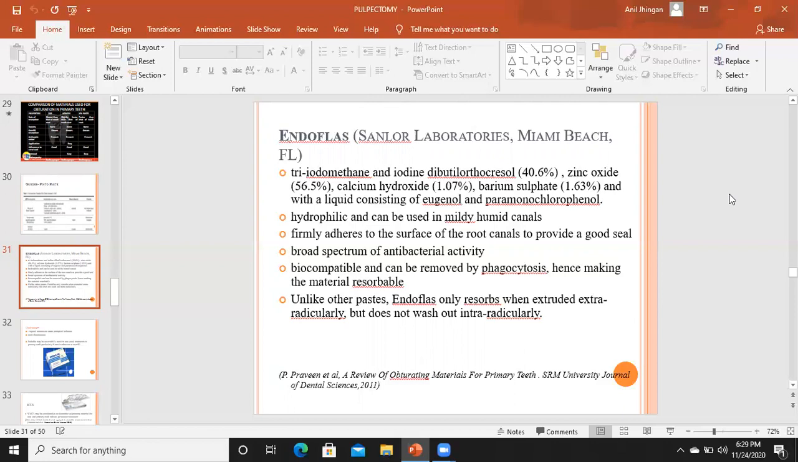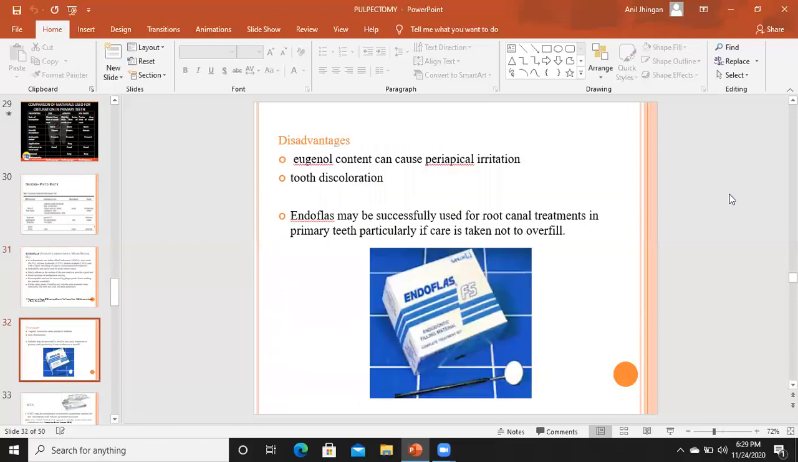It is hydrophilic, that is, it attracts water, and can be used in mildly humid canals. It firmly adheres to the surface of the root canals to provide a good seal, has broad spectrum antibacterial activity, is biocompatible, and can be removed by phagocytosis, hence making the material resorbable. Unlike other pastes, Endoflas only resorbs when extruded extraradicularly but does not wash out intraradicularly. So this is a positive point which gives it an upper hand over Vitapex.